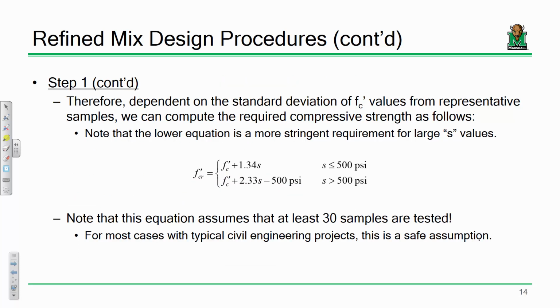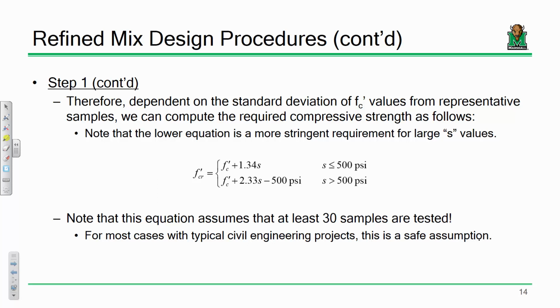Now, we put a little bit of a caveat on that. If you do a bunch of testing, and you have a really, really large standard deviation, what that means is that your tests have a lot of scatter. And because you have a lot of scatter, we're going to throw a little bit more of a stringent requirement on you. So that's where this equation comes from.